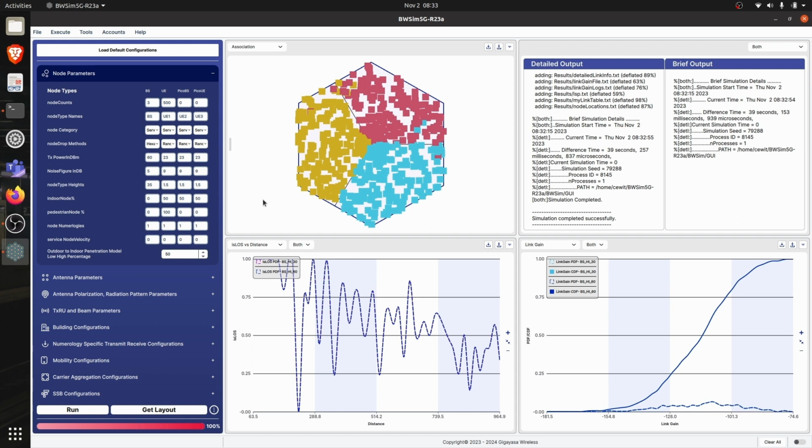Now that we have completed three observations, I hope you have a clear understanding of the concept of LOS links.